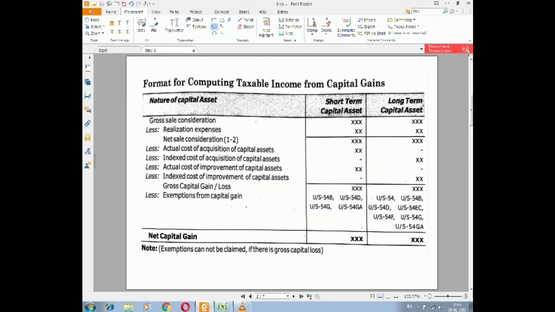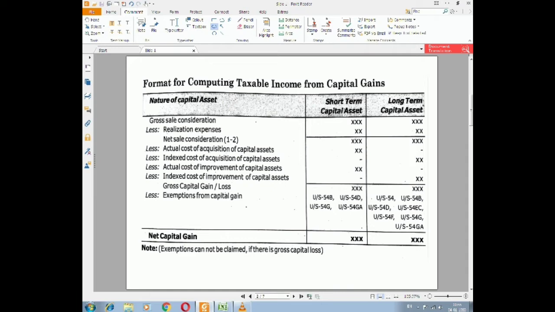Next is actual cost of improvement of capital assets and indexed cost of improvement of capital assets. If it is short-term capital assets, we are going to use actual cost of improvement. If it is long-term capital asset, we are going to use indexed cost of improvement. If a person who is going to use a capital asset has done any improvements on that particular asset, then we are going to consider it here.